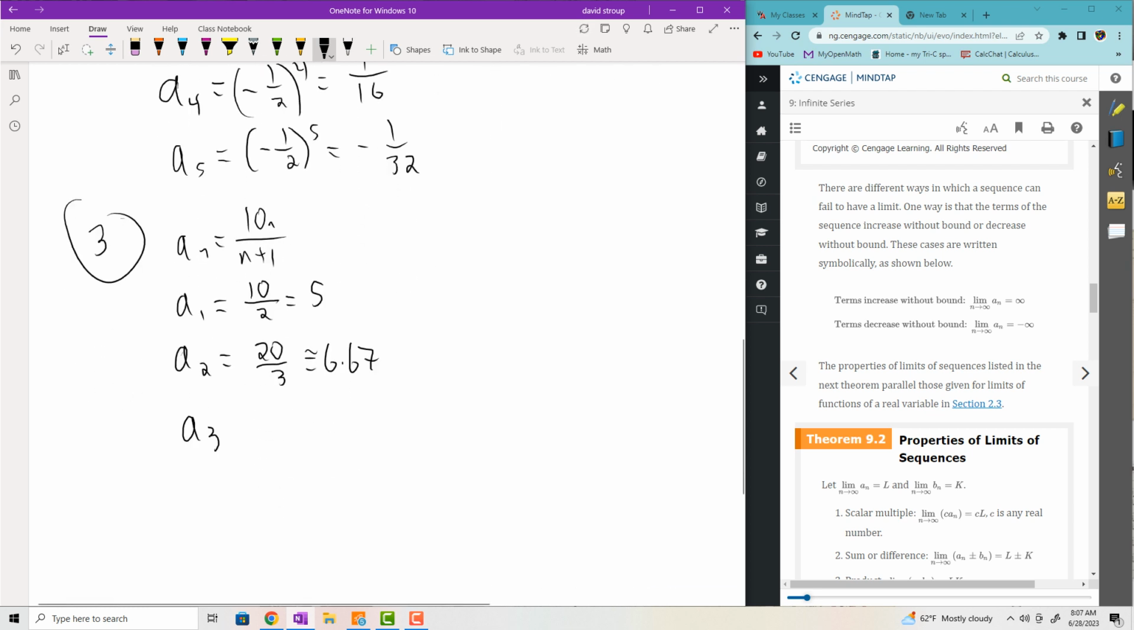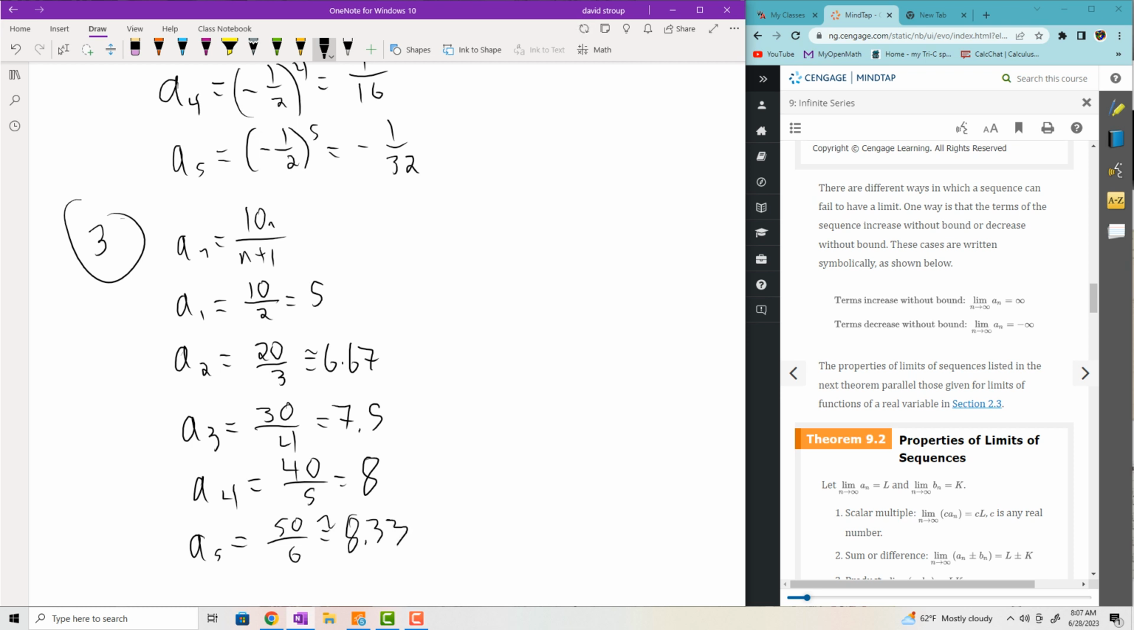A sub 3 is 30 all over 4, so it's 7.5. A sub 4 is going to be 40 all over 5, which of course is 8. And a sub 5 is going to be 50 all over 6, which is about 8.33. And then they'll probably want you to pick out, like in a multiple choice, which one is the appropriate graph. And you just plot these points.